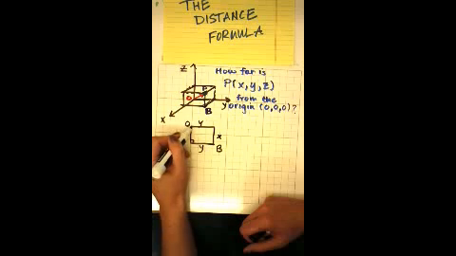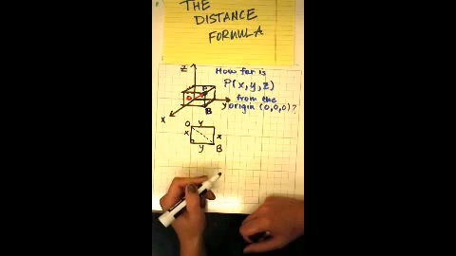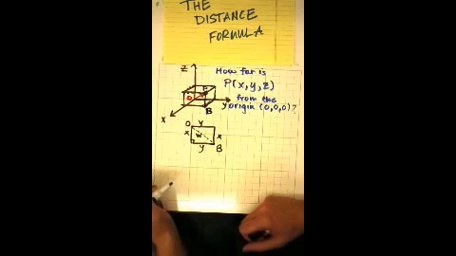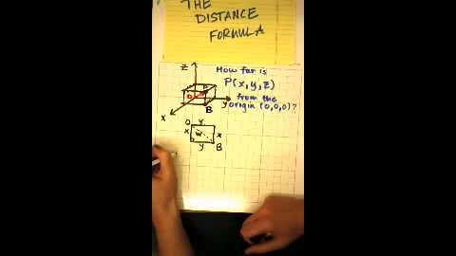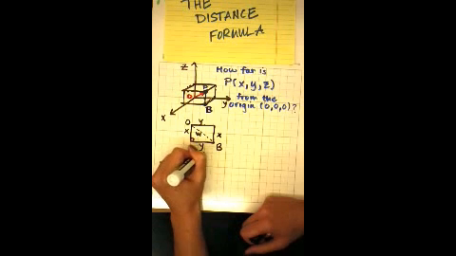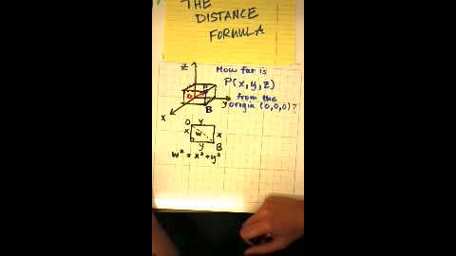Alright, so what I want to do first is find the length of this diagonal, and I'm going to call it W. And I can use the Pythagorean theorem. I know that W squared is equal to X squared plus Y squared.